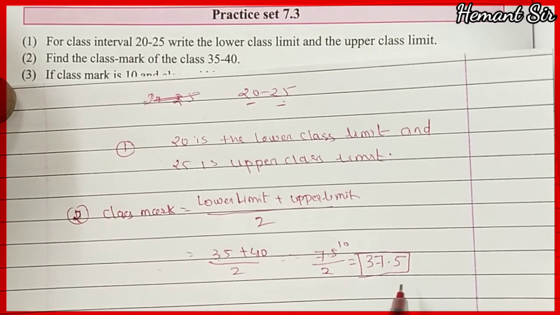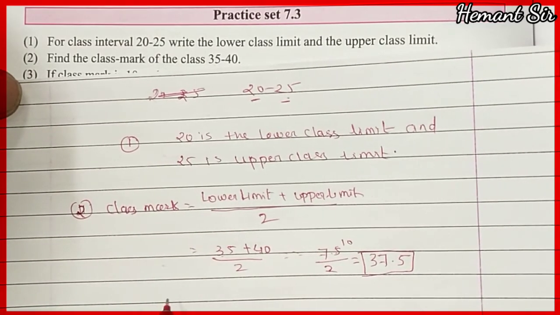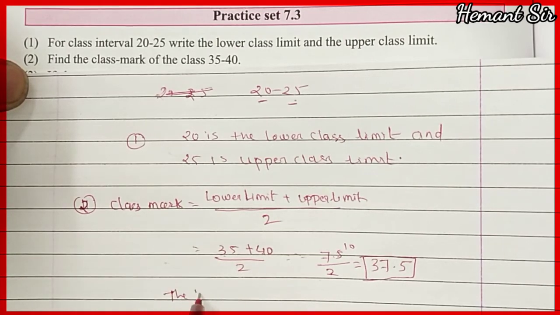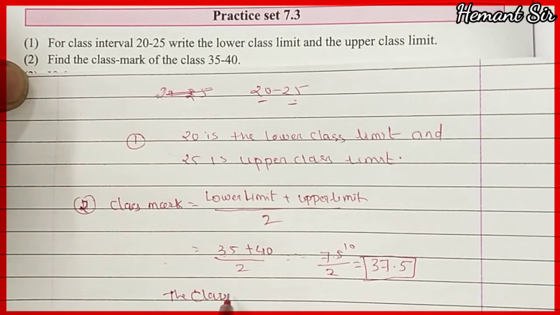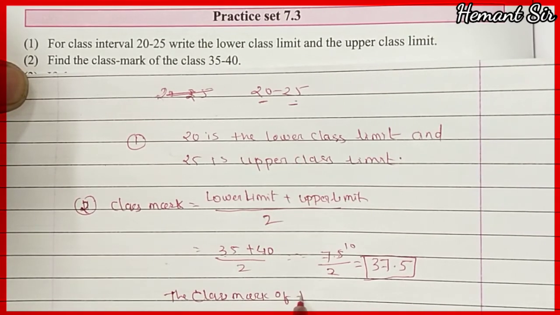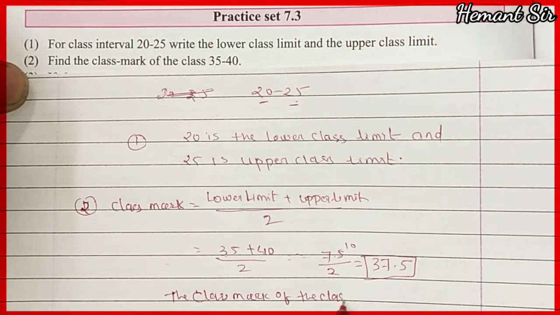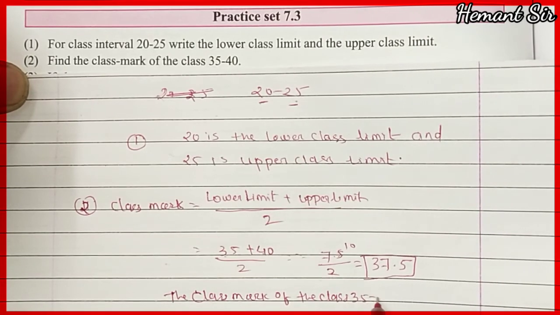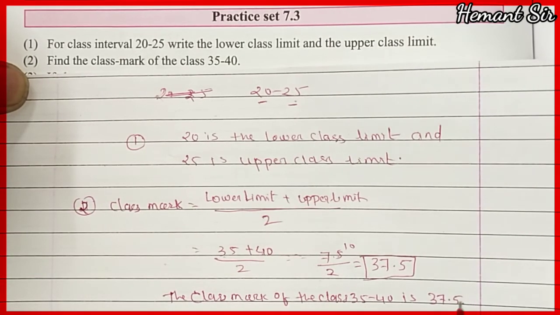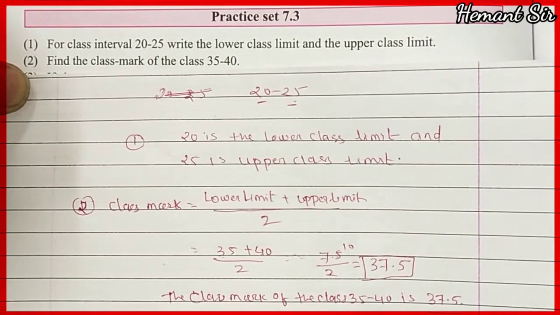Okay, so we have the answer. So we have to write the result. The class mark of the class 35 and 40 is 37.5. Okay, so it is our answer.